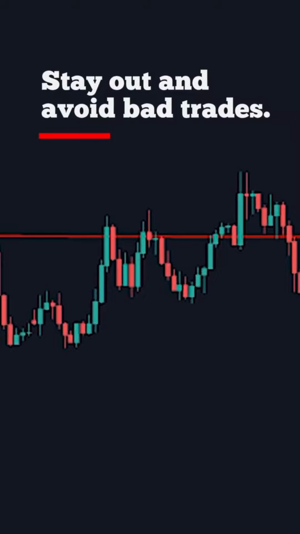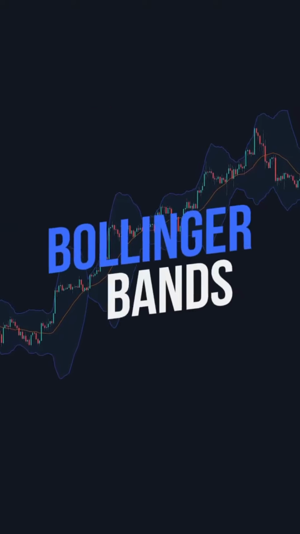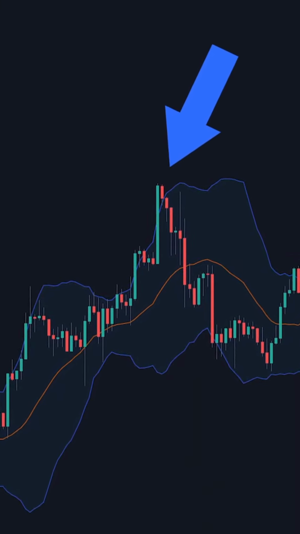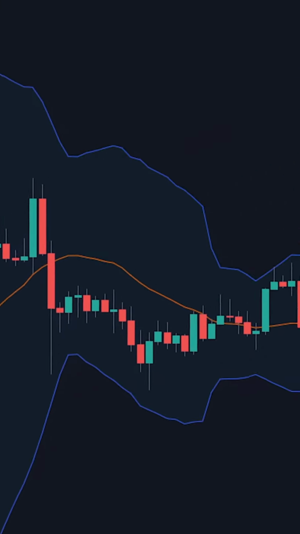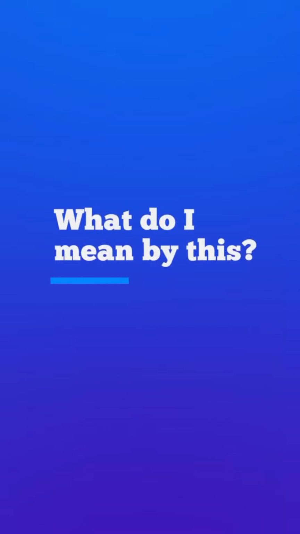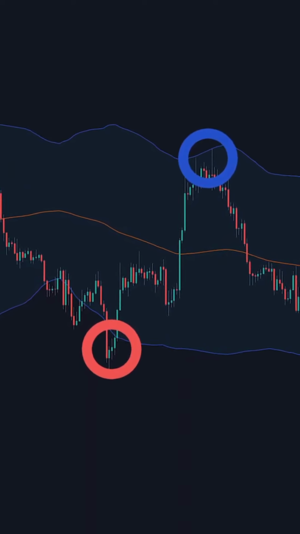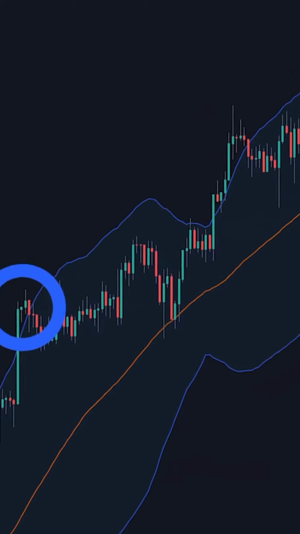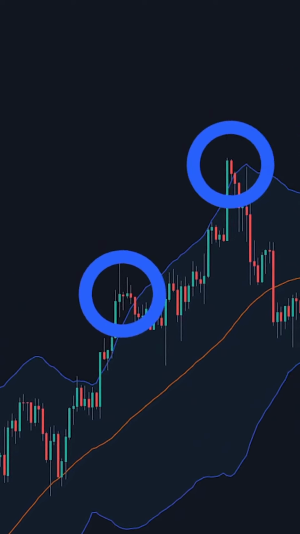and avoid bad trades. Here's why you're using Bollinger Bands wrong. Instead of using it as a tool to see overextended areas, you should use Bollinger Bands as a volatility indicator. What do I mean by this? Well, using the bands to find tops and bottoms only works in ranging markets. During trends, you can see the price will just keep going through the top or bottom lines.